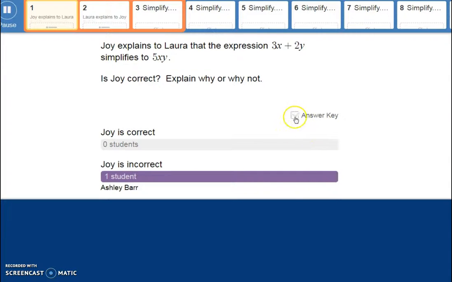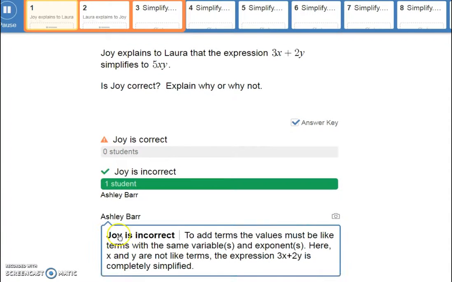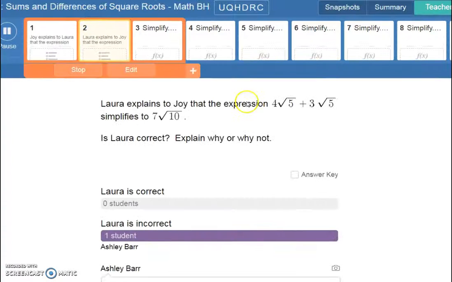Taking a look, is Joy correct? Joy is incorrect. To add terms, the values must be like terms with the same variables and exponents. Here, x and y are not like terms, and the expression 3x plus 2y is completely simplified. If they were like terms, if I had 3x plus 2x, we would have 5x. Let's go on to slide 2.